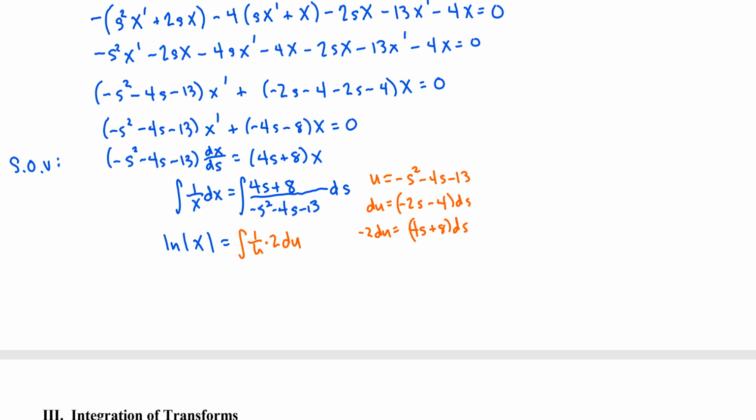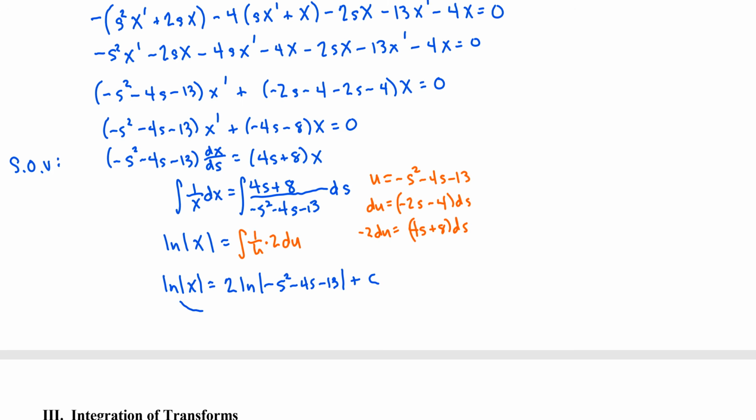So when we integrate, on this side, we have the natural log of the absolute value of x. Over here, we have 2 times the natural log of the absolute value of u, which was negative s squared minus 4s minus 13. And for good measure, let's get a plus c.